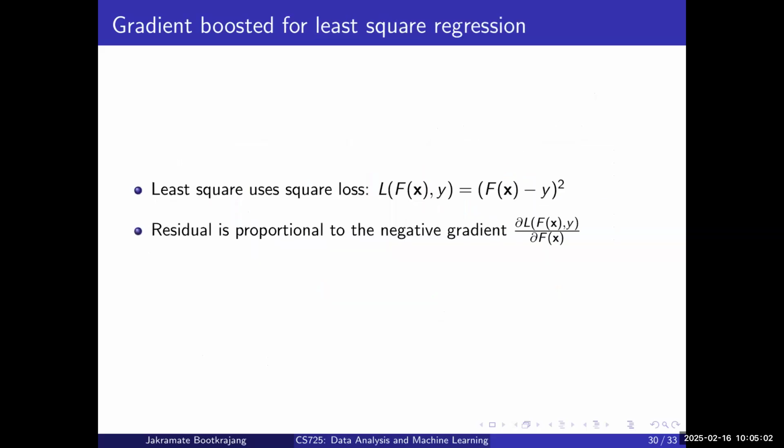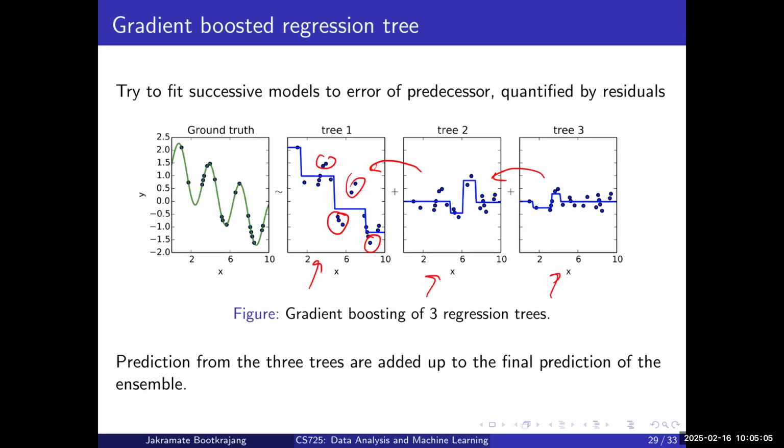And for the second tree, you will fit the regression tree onto the residue, right? Instead of just fitting to the same data set, we fit the residue. So we want to find a regression that can explain the residue of the first regression. And then the third one is going to do the same. It's going to try to come up with a regression tree that can explain the residue of the second tree.